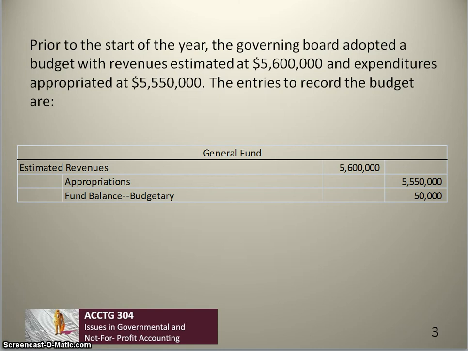Note that it's a credit to fund balance, which means our budget anticipates that fund balance will increase over the year by $50,000 in this case. Note also, or remember, that the entry for estimated revenues is a debit, which is the opposite of the typical entry for revenues, which would be a credit. And the same thing for appropriations. The typical entry for an expenditure would be a debit, but in this case we are crediting appropriations. So again, the budget entries are always the reverse of the typical general accounting entry.